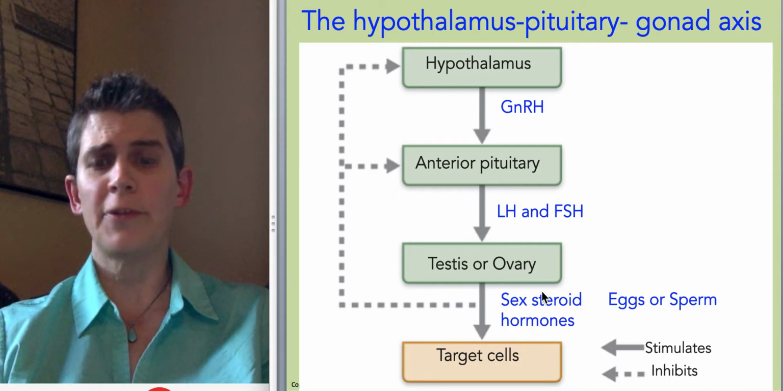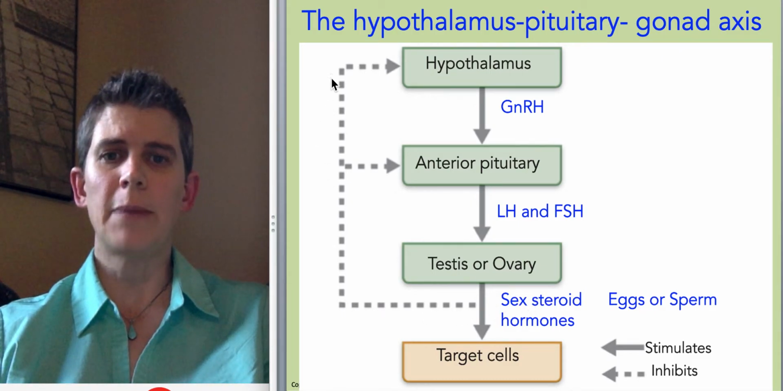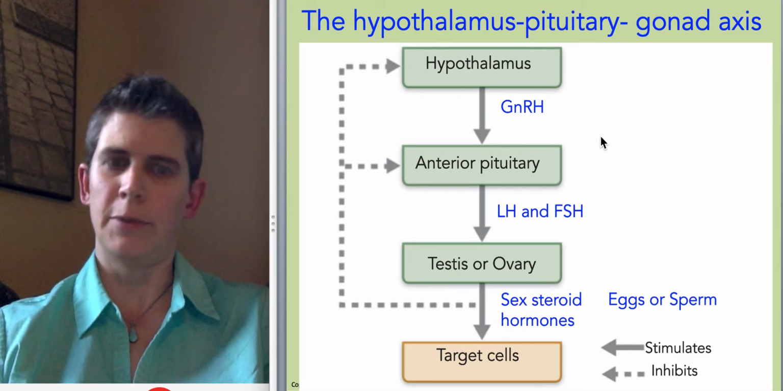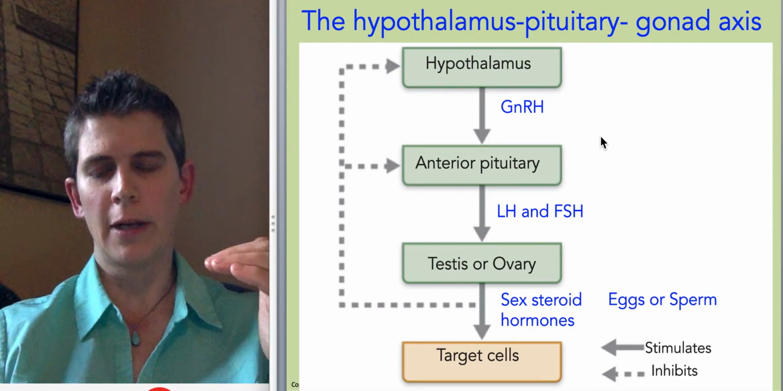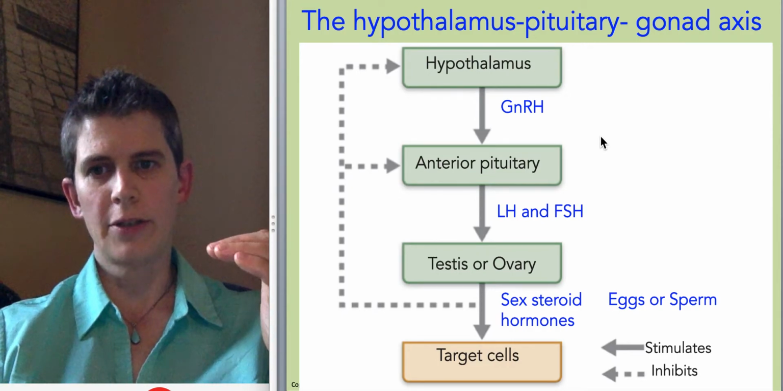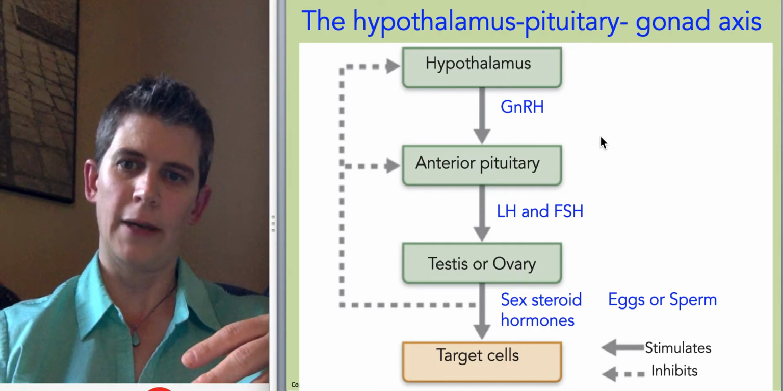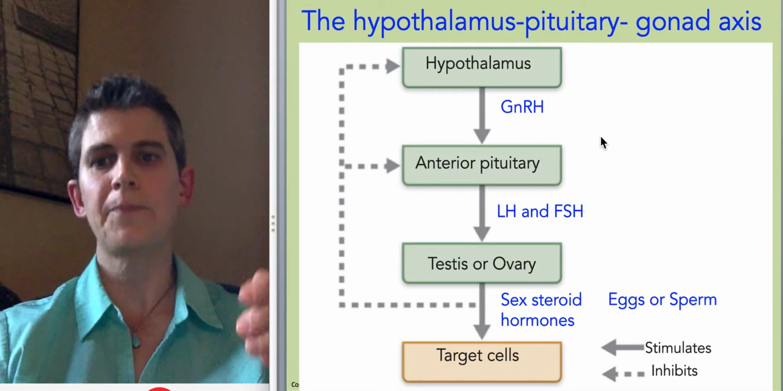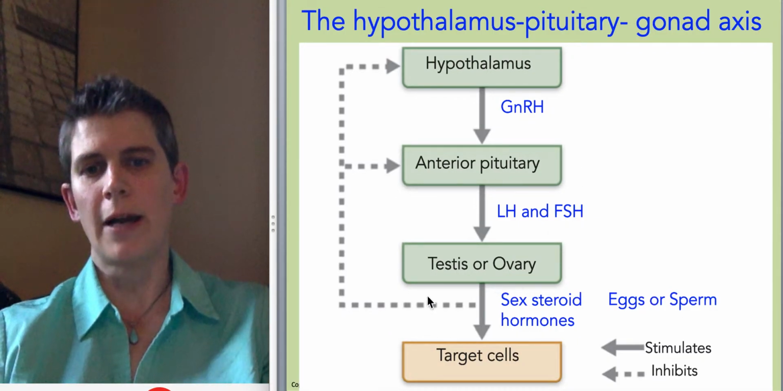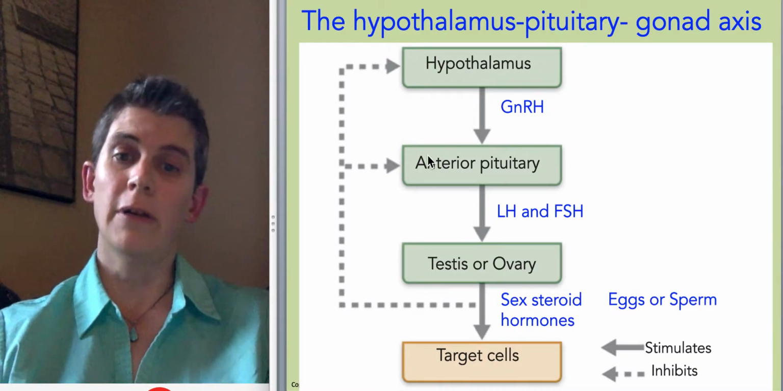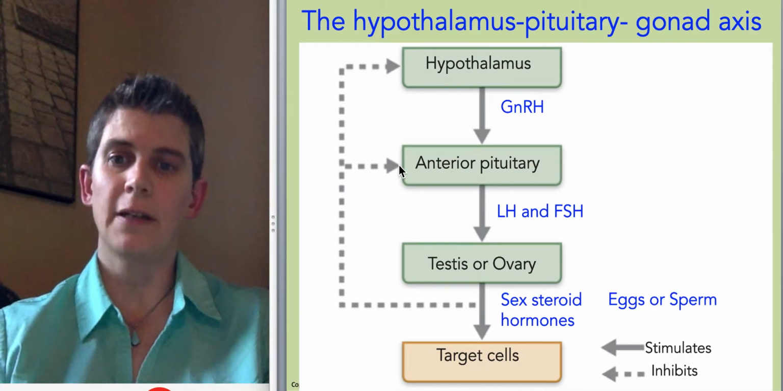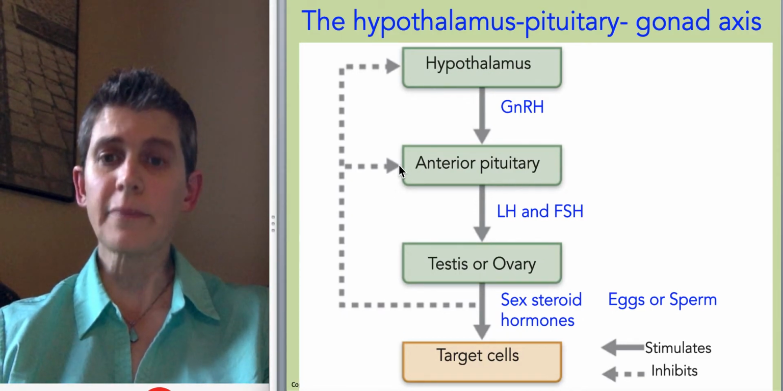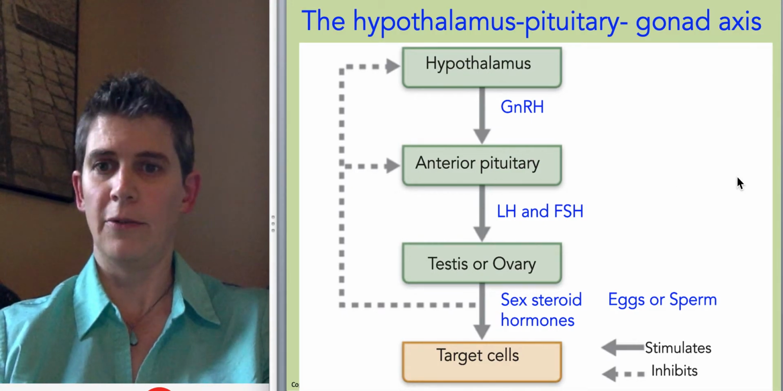These sex steroid hormones that are triggered to be produced or released by LH then feed back negatively on the hypothalamus and the pituitary. So it's stimulation on the way down. The more GnRH you have, the more LH and FSH you'll have. The more LH and FSH you have, the more sex steroid hormones you have: estrogen, progesterone, testosterone. And the more estrogen and testosterone you have, the less GnRH and LH and FSH, respectively, that are released. So it's a classic negative feedback loop that's typical of these systems in endocrinology.